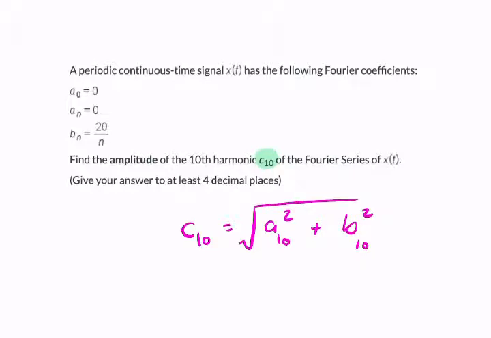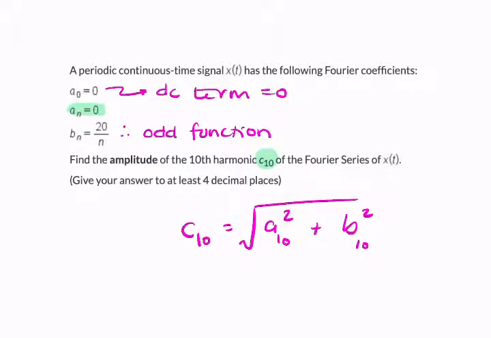Now, what do we know about the signal? We know that there's no DC term. So that tells us that the DC term is 0, i.e. the average is 0. It doesn't tell us anything else. It doesn't tell us that it's an odd function or an even function. We can tell it's an odd function because there are no even terms. All the cosine terms are 0. So therefore, it is an odd function. But that makes no difference in calculating C10. It doesn't matter whether it's an odd or an even function.